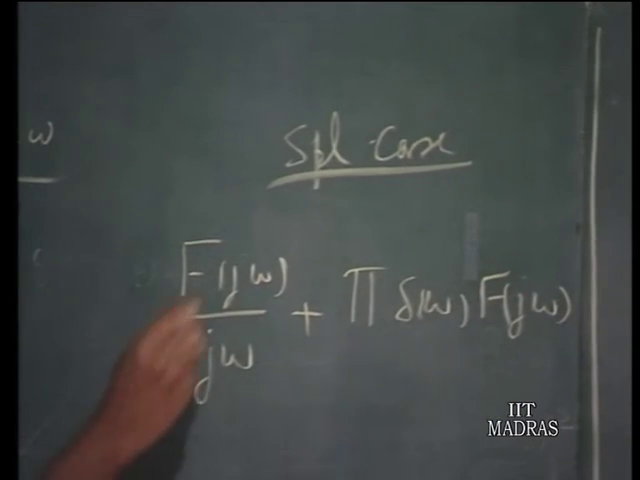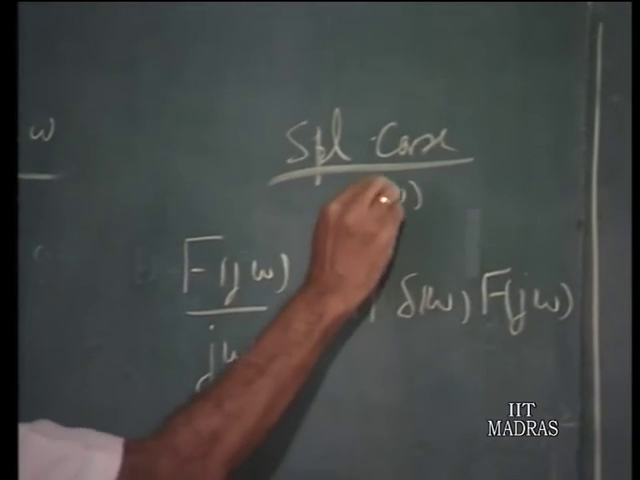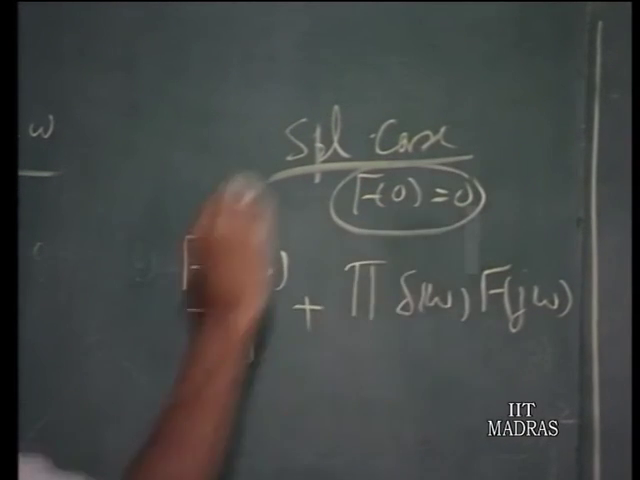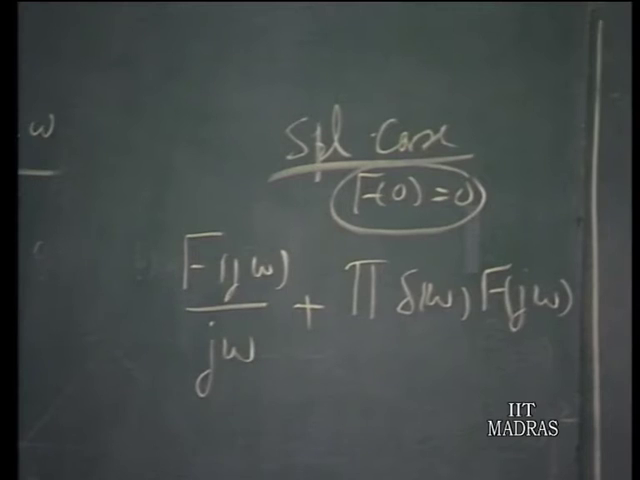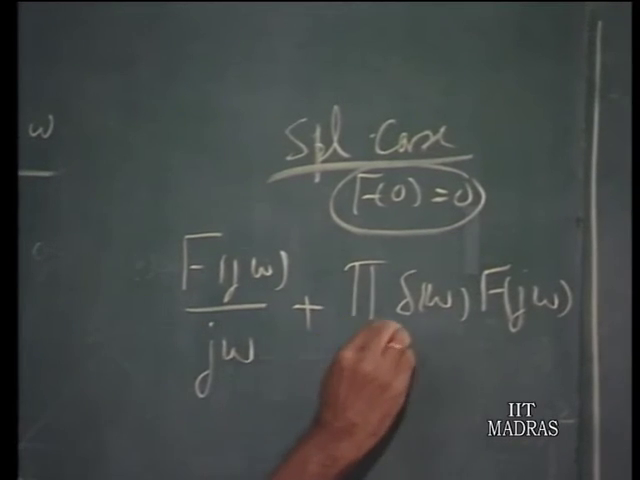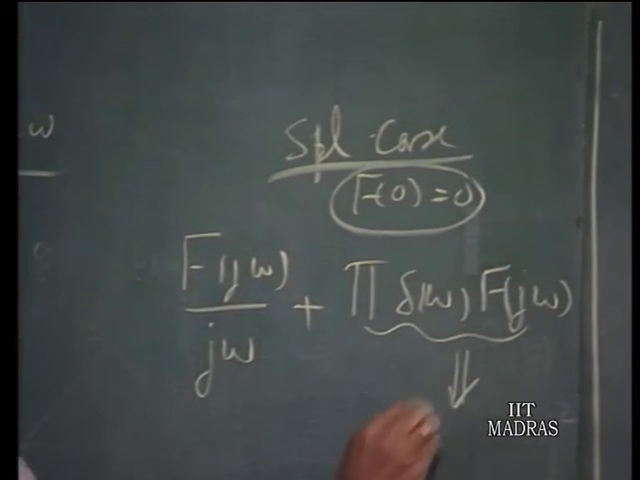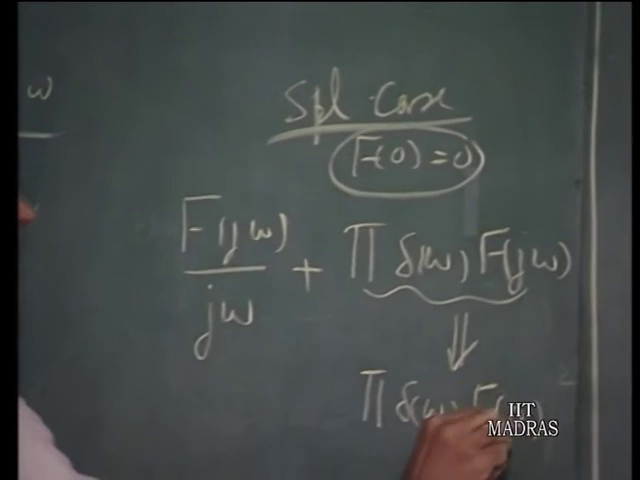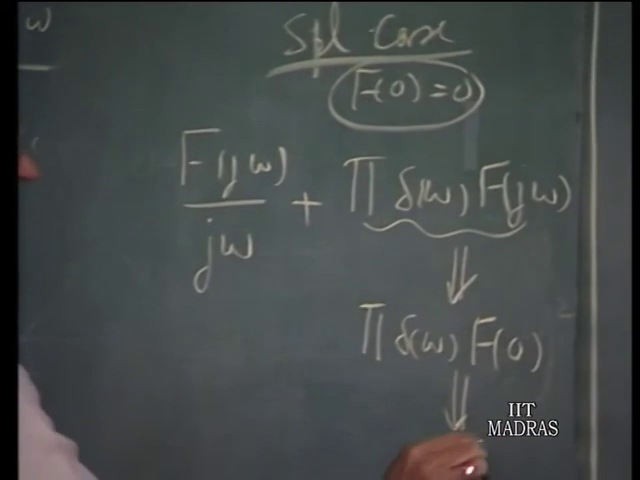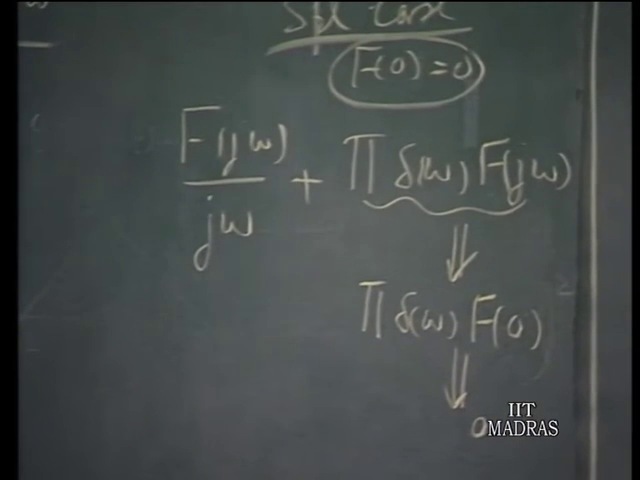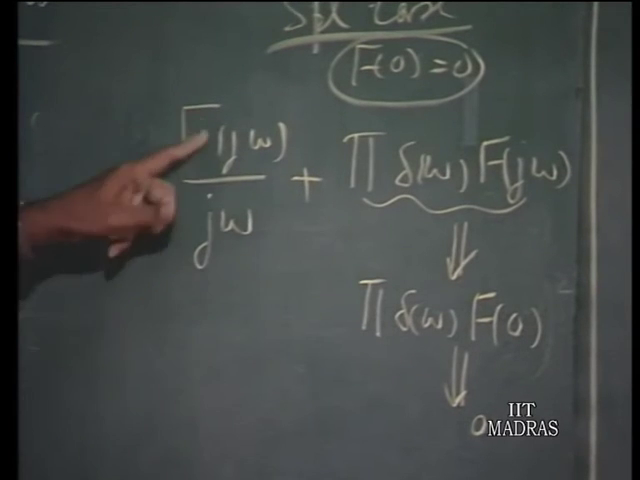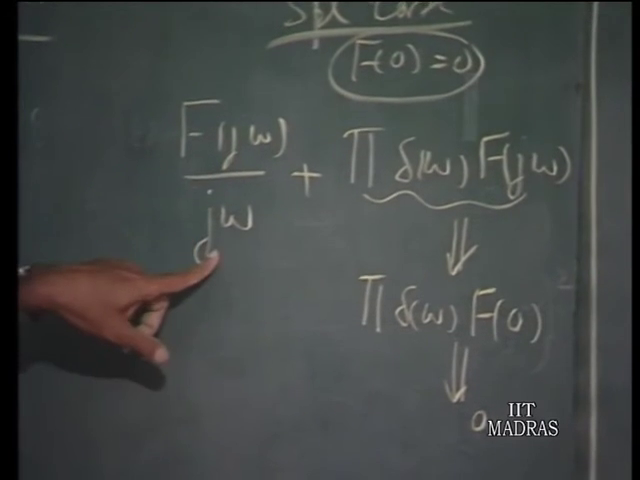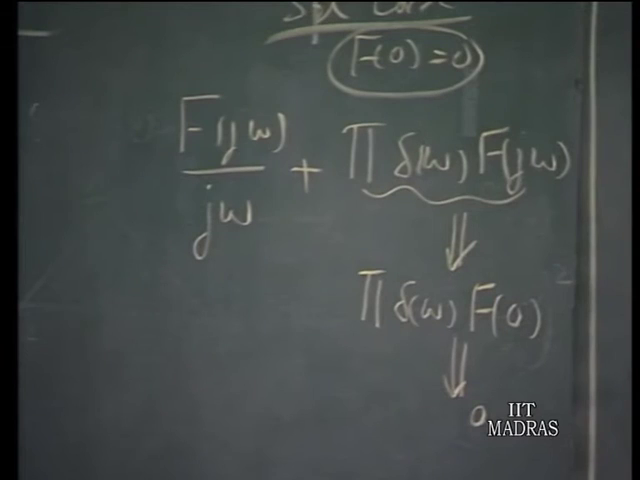Consider the special case of f of 0 being equal to 0, where the Fourier transform evaluated at omega equals 0 is equal to 0. Then this term, pi delta omega f of 0, will be 0. Therefore, if f of 0 is equal to 0, then the integration will result in f of j omega by j omega; you do not have the extra term. And when does f of 0 become 0?